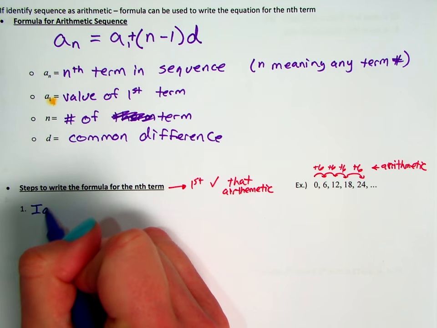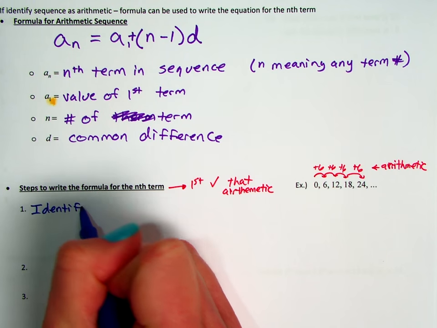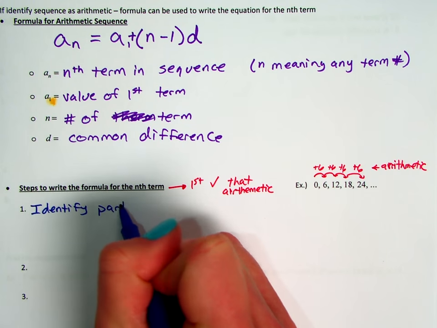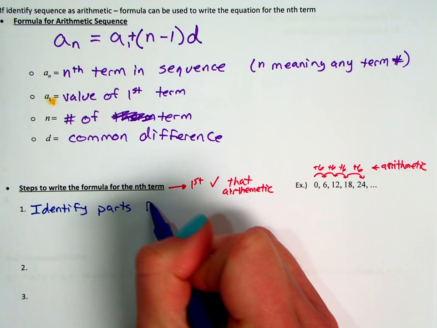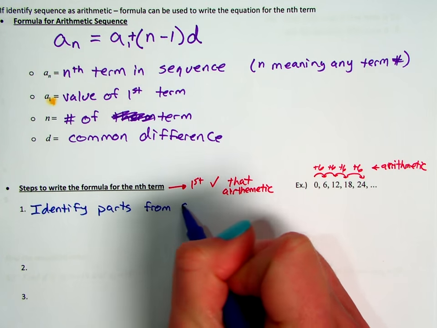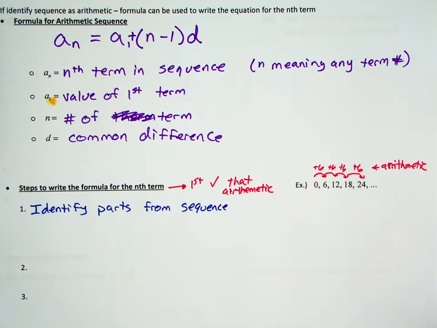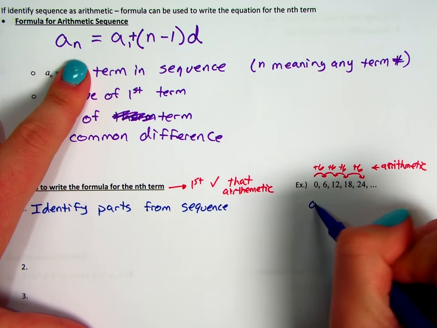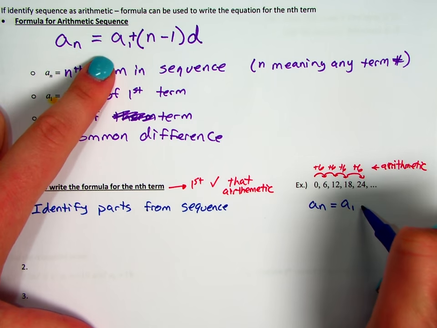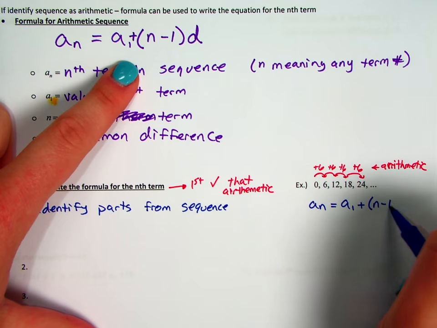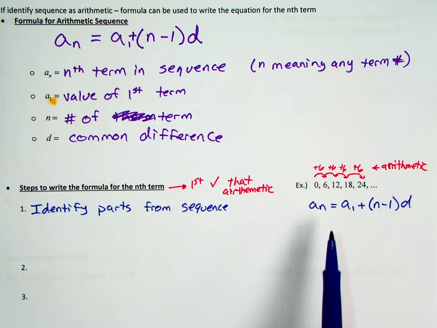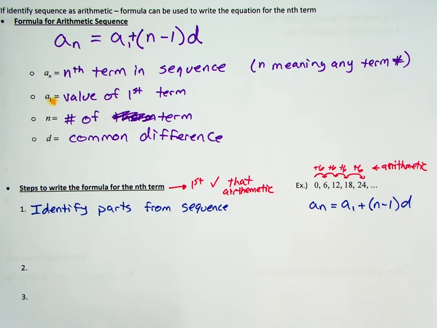So step 1 would be to identify parts from the sequence. What I mean by that is this, right? We're trying to use this formula: a sub n equals a sub 1 plus n minus 1 times d. So if I'm going to write the formula, I need to know what each of these pieces are.